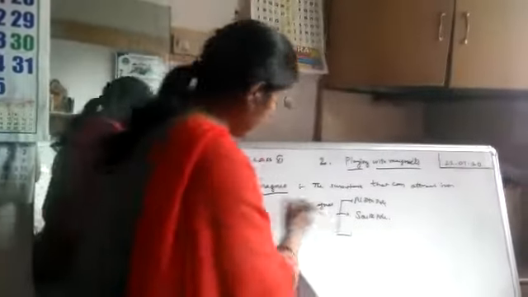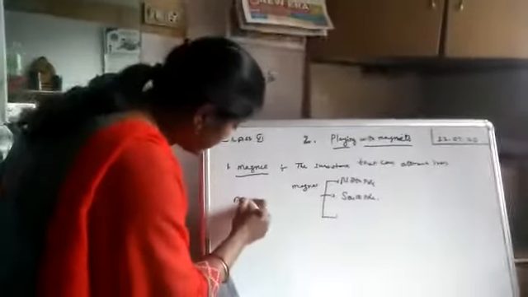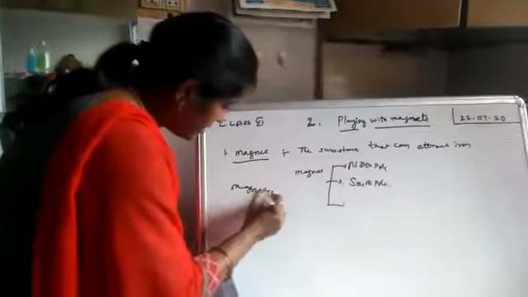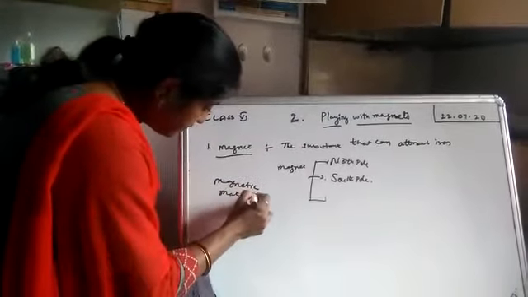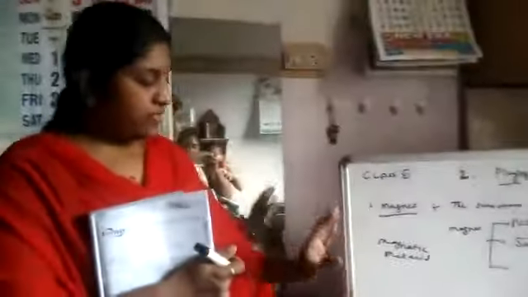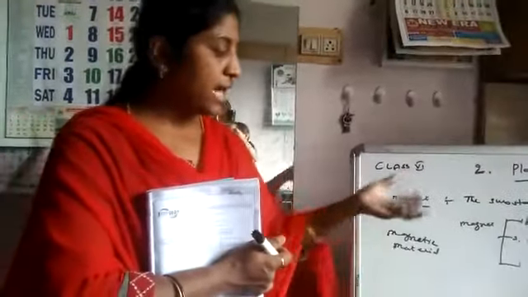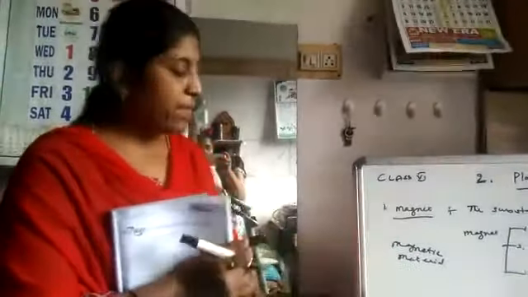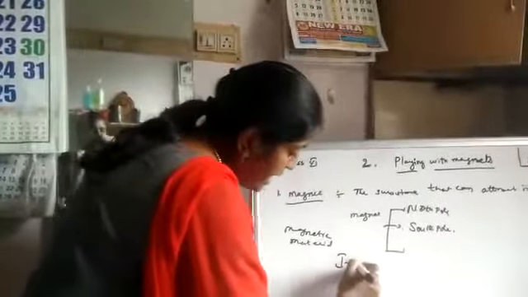Okay, magnetic materials. Magnetic materials means which materials are attracted by iron, those materials are called the magnetic material. Example is iron.